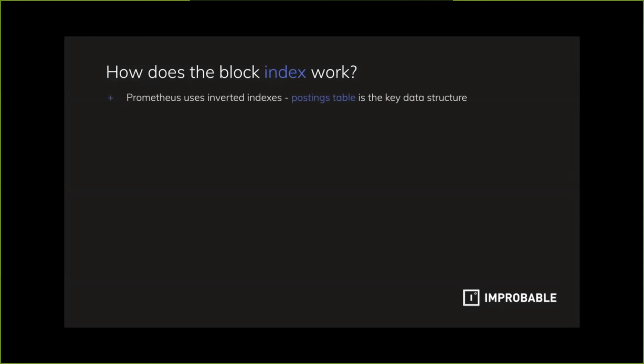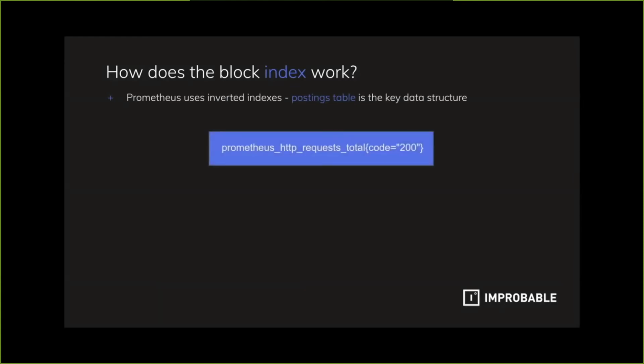So a normal index would map a reference to the data, but an inverted index maps data to references. And this is very common in document-like databases. Seeing this in action will help it make more sense. Let's take, for example, a PromQL query.